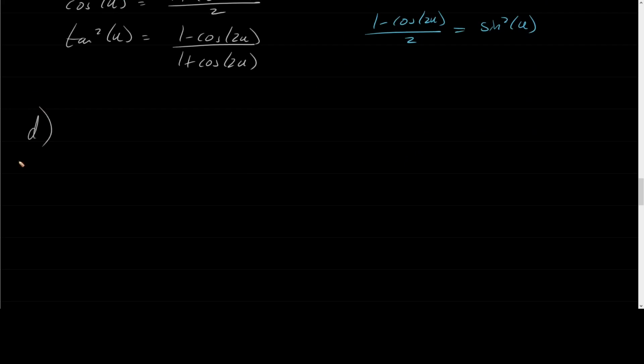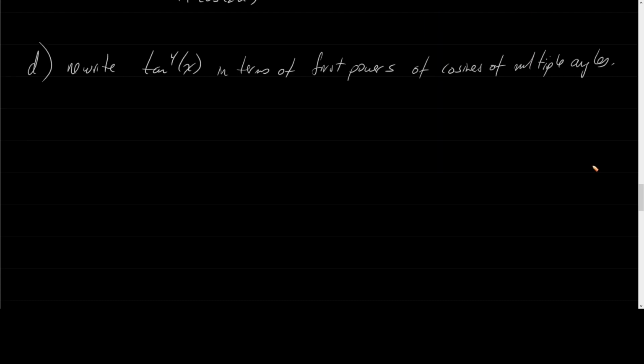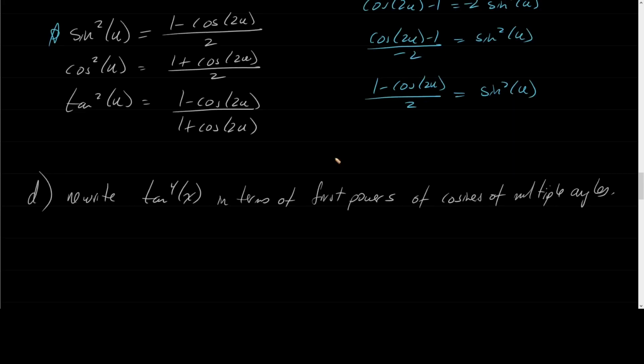And this is one possibility. If I said rewrite tan to the fourth of x in terms of first powers of cosines of multiple angles. So in here, well, I'm starting with tan to the fourth, but I want my final answer to be just cosines. All right, I'm going to rewrite tangent to just be cosines. Now, notice I said of multiple angles here, and they had to be first powers.